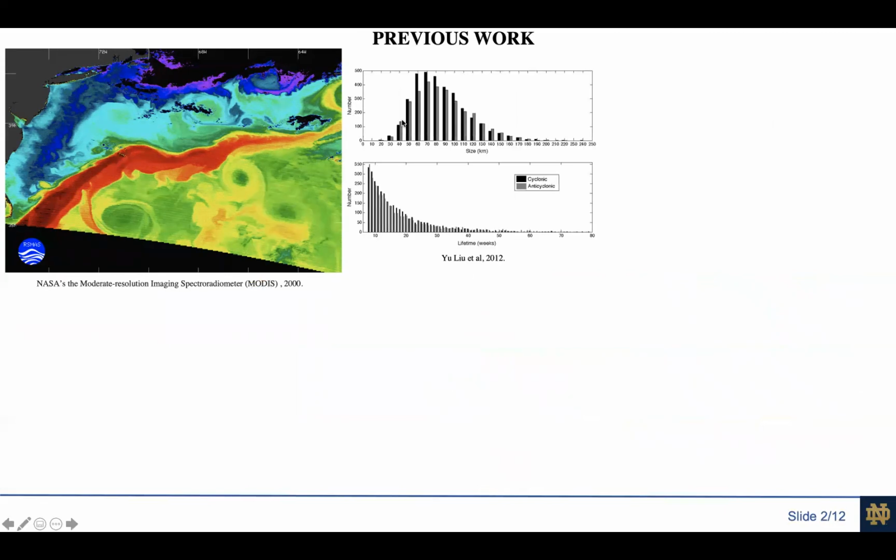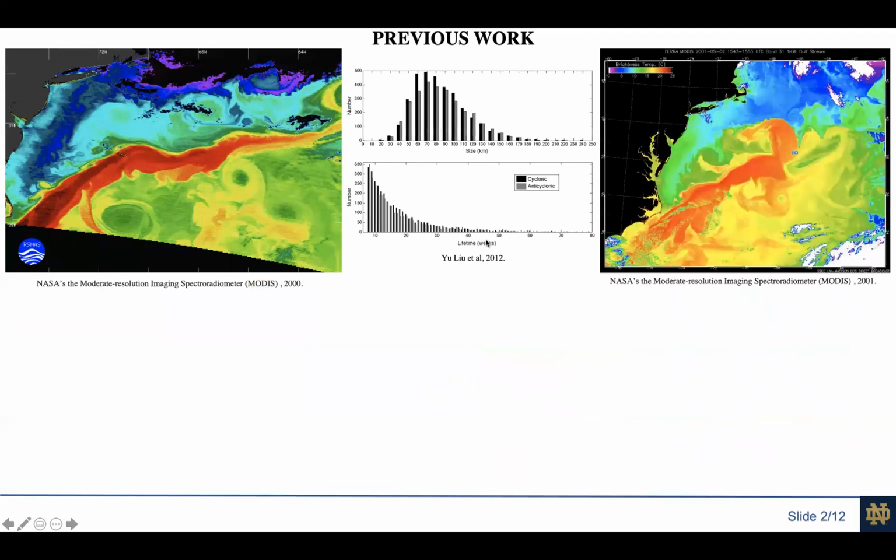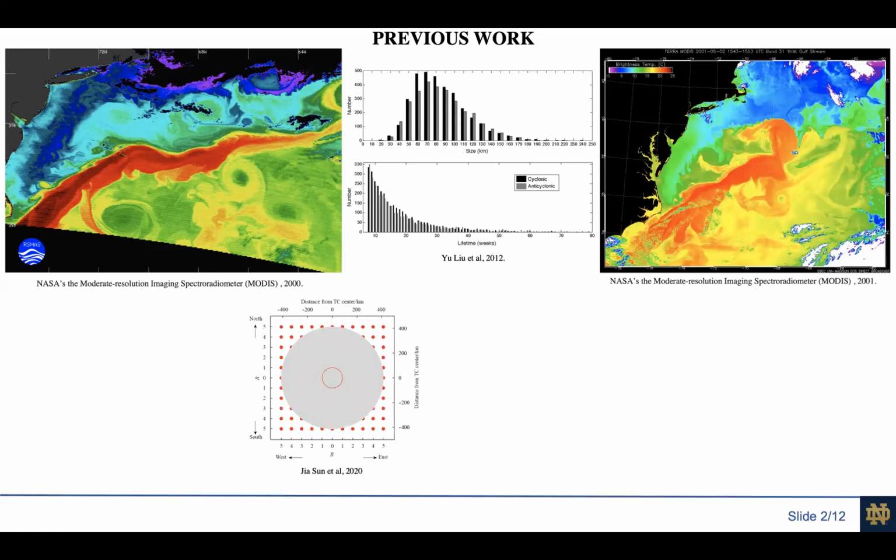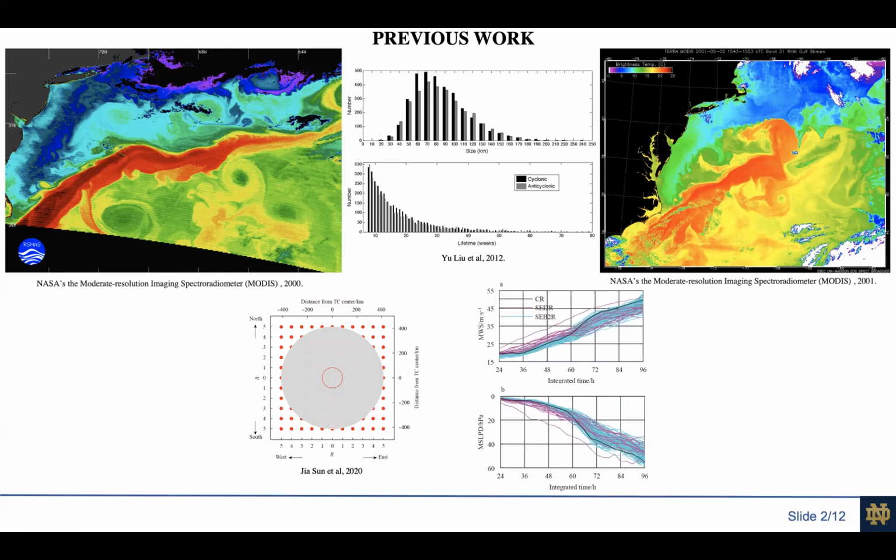Previous research has shown the size ranges and lifespan of these eddies, ranging from a size of 30 kilometers to about 160 kilometers, with a lifespan of up to 40 to 50 weeks. Here's another satellite image from NASA's MODIS, again showing filament-type and eddy-type structures in the Gulf Stream. Previous work has investigated the influence of SST anomalies on the eye and eyewall structure of a hurricane and how it affects the intensification process.